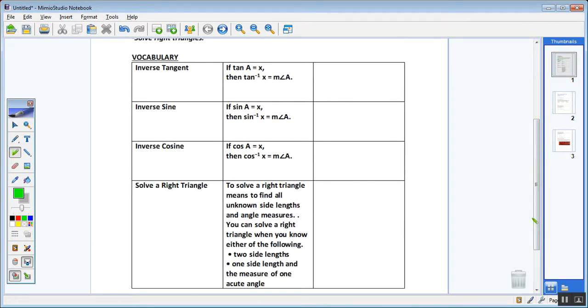It says, first of all, for vocabulary, inverse tangent up here. It says if the tangent of angle A is equal to some value x, then what? How do I read this right here? Tangent inverse. This is read as tangent inverse of x is equal to the measure of angle what? Going from this step right up here to this step down here, what two variables switch spots? X and A did. Okay, so here's the deal.